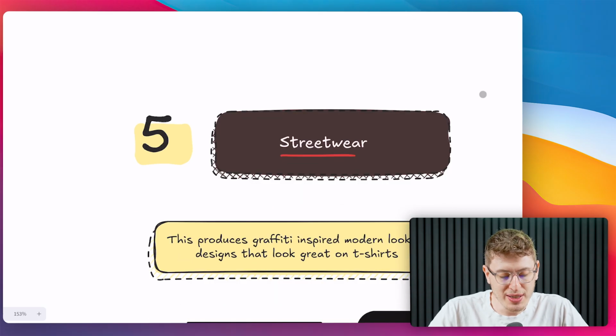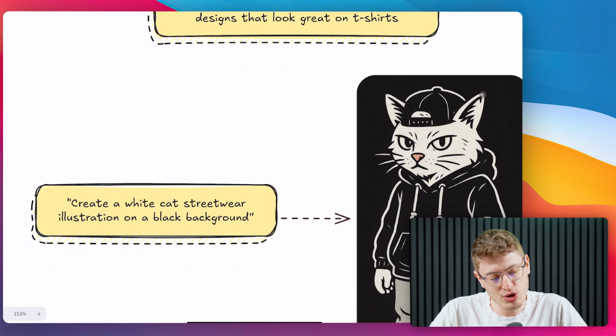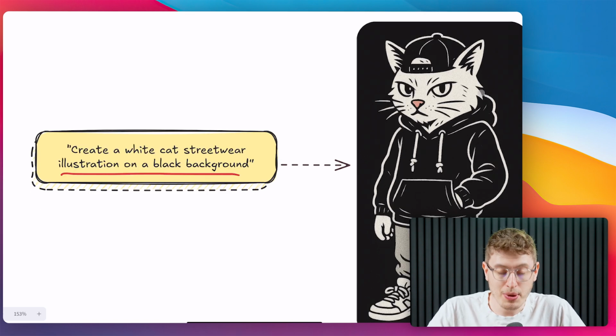This produces graffiti-inspired, modern-looking designs that look great on t-shirts. So create a white cat streetwear illustration on a black background. Look at that. Again, this could work really, really well. And you could be a little bit more specific as well. This is just the start of the prompt.